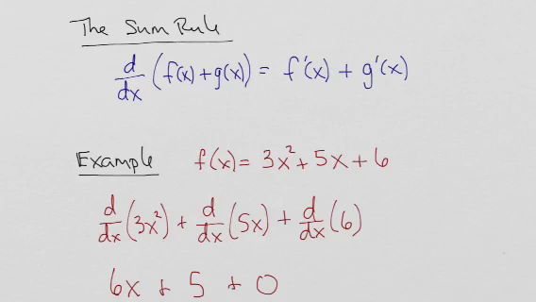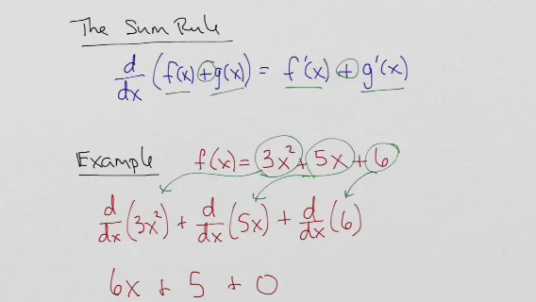So the sum rule. Well, this one kind of follows pretty obviously. If we're doing the derivative of two things being added together, like a polynomial, then we can do the derivative of each part separately, and then just keep that symbol in between. So for example, f of x equals 3x squared plus 5x plus 6, what we can do is do the derivative of just this first part, and then the derivative of the second part, and then the derivative of the third part, keeping those plus signs in between.